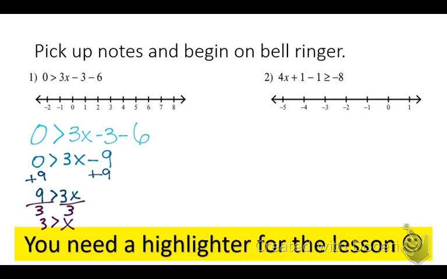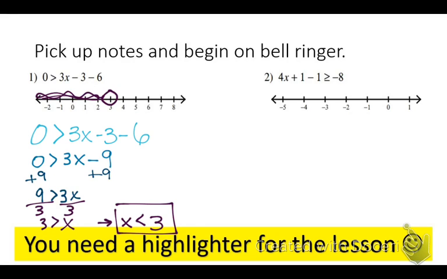Good. So do I like the way it looks? 3 is greater than x. No. I want x on the left side. And I will flip the sign as well to less than. So this would be my full answer. When I graph, will it be an open or closed dot? Open, and I will shade to the left.